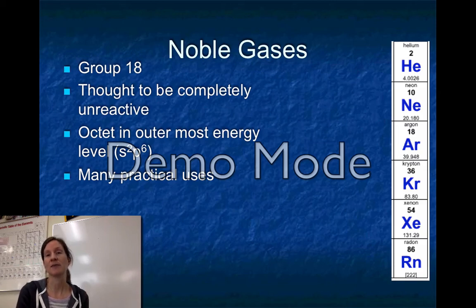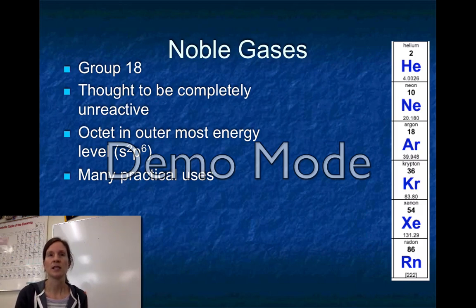We now have been able to make bonds, especially for the big atoms like krypton and xenon. We've been able to make bonds with them, but for the most part, they don't really make any kind of compound. Noble gases have a lot of practical uses because of their stability and their non-reactivity. We do reactions sometimes in an environment with a noble gas because they will tend not to bond or interact with other things.